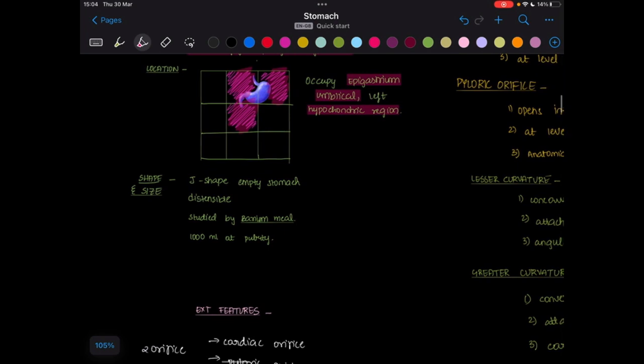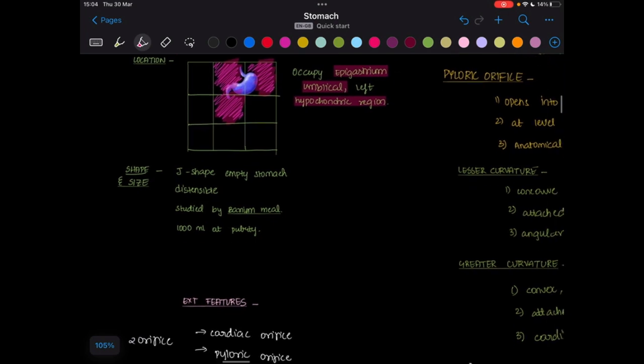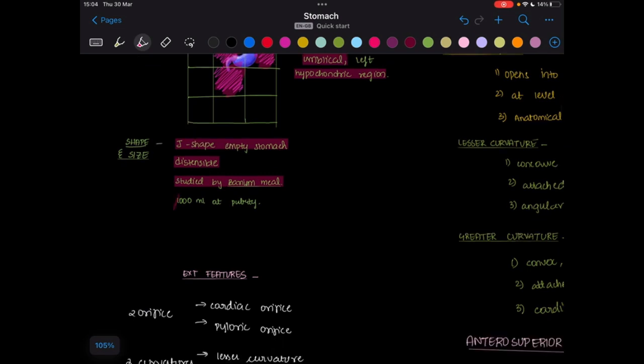Now talking about the shape and the size, it is J-shaped in an empty stomach. But it can be variable, right? It depends upon the height of the person. It is distensible, and the J-shape of the empty stomach is studied by the barium meal. To take x-rays of the stomach, we use the barium meal. The capacity of the stomach is 1000 ml.